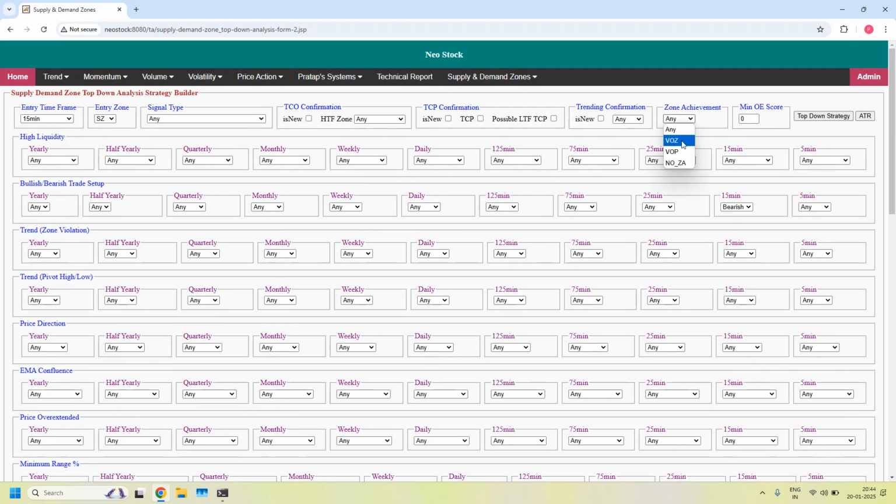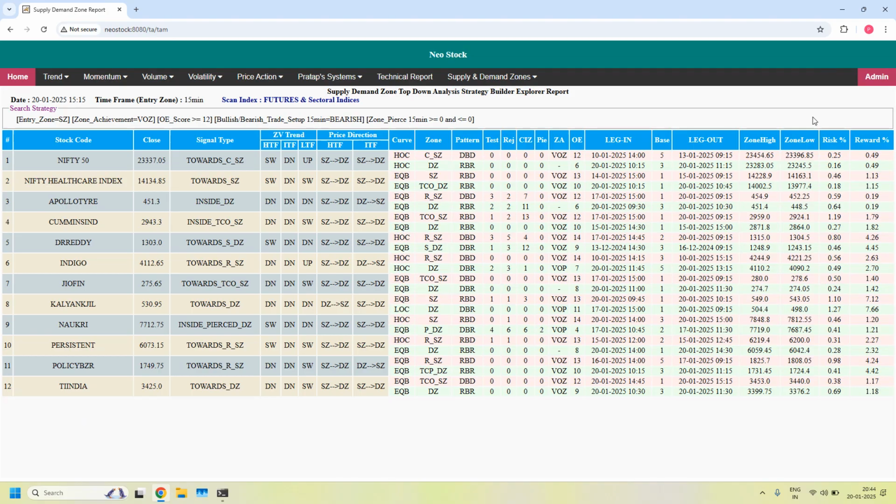Zone achievement VOZ, minimum odd enhancer score is 12. All 3 filters are applied to 15 minute supply zone. Now let's filter the stocks. We got 12 stocks. And these 12 stocks are supporting bearish trade setup for daily income trade. And entry time frame zones are 15 minutes supply zones.